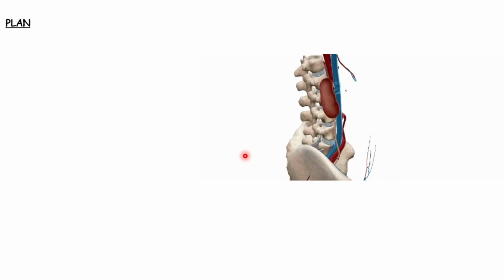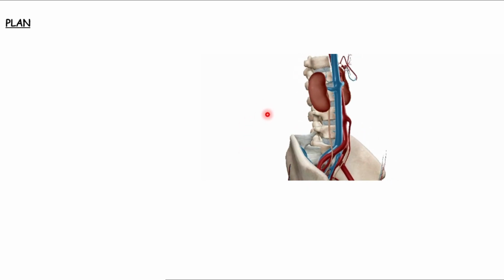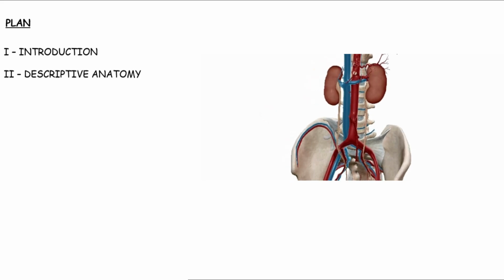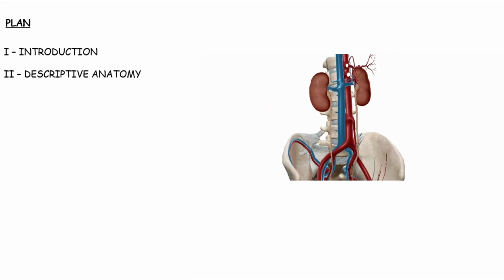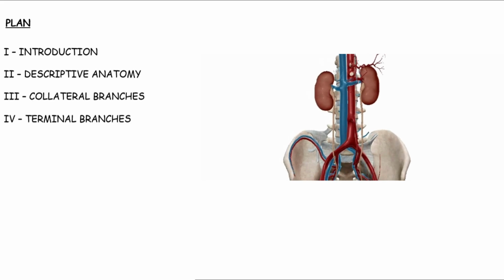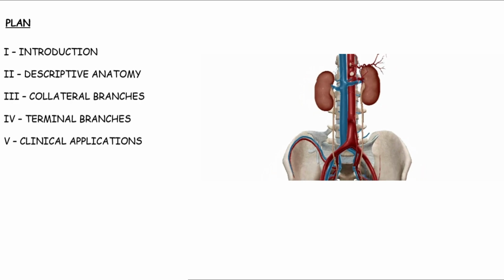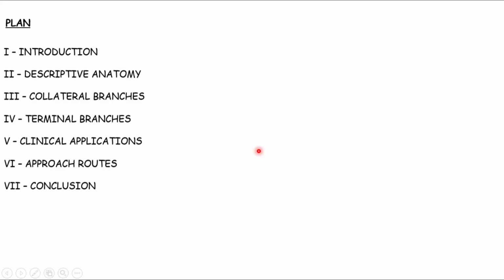To do so, we will start with a brief introduction, followed by detailing the descriptive anatomy of the abdominal aorta, its collateral and terminal branches. We will explore some clinical applications and the approach routes to this great vessel. And finally, a conclusion to summarize all the key points.